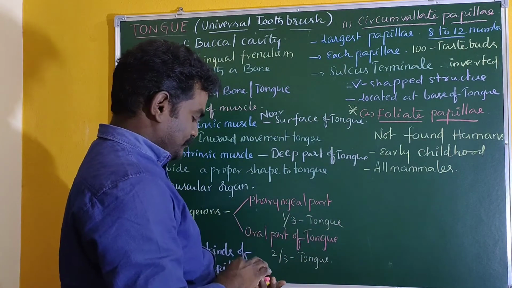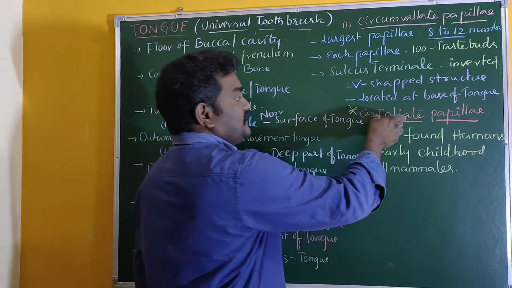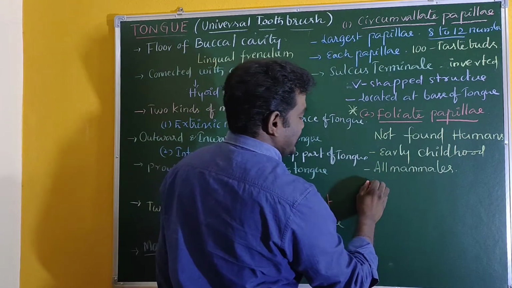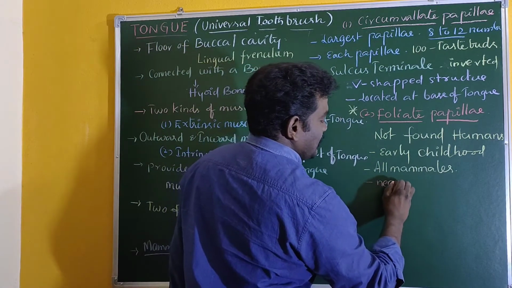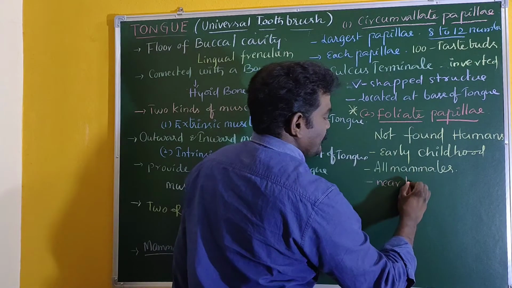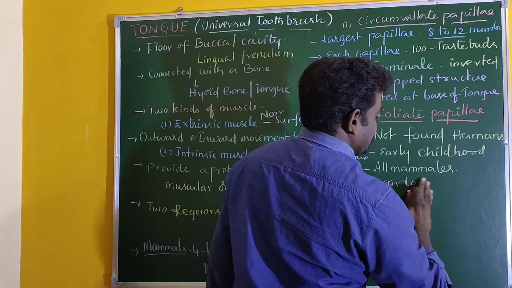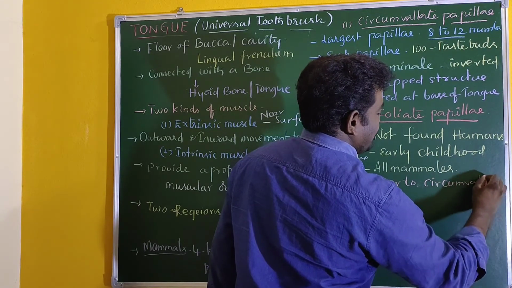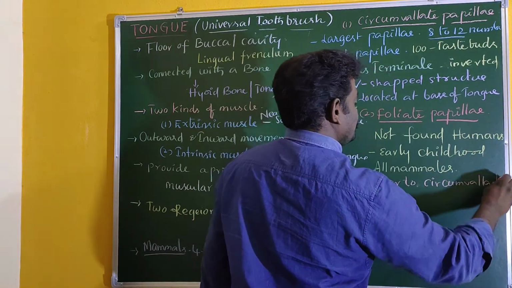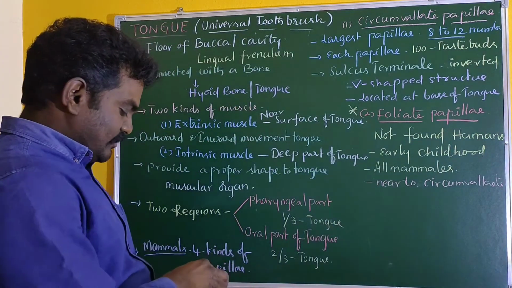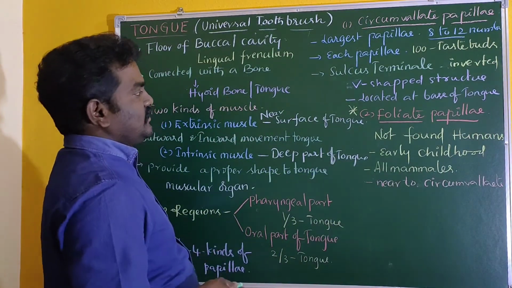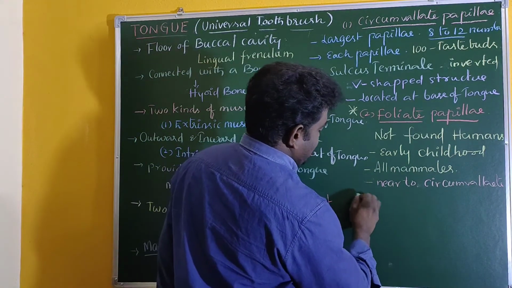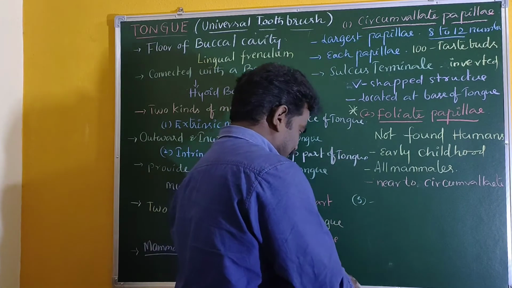Okay, next. The location of the foliate papillae is near the circumvallate papillae. Next, the third type is filiform papillae.